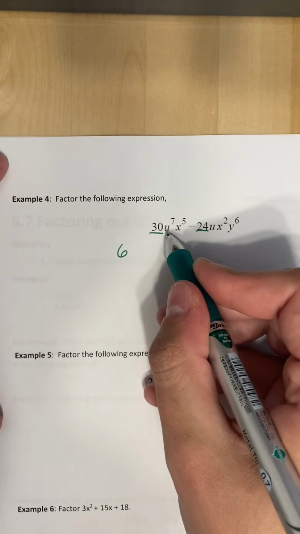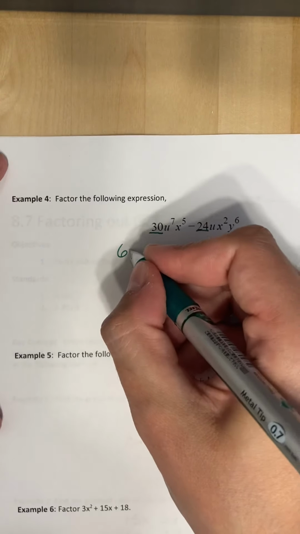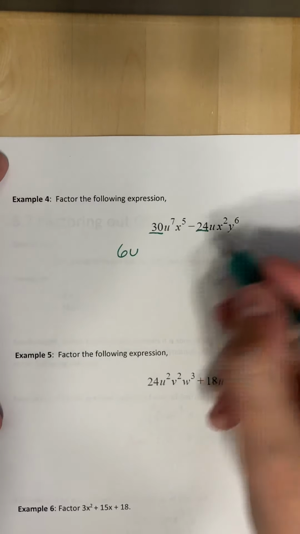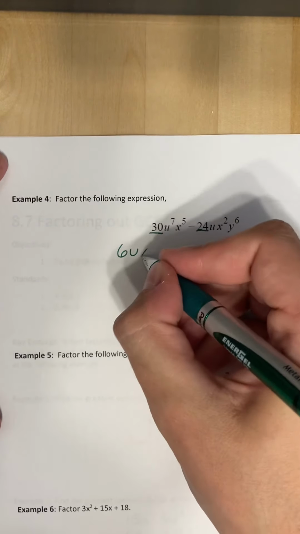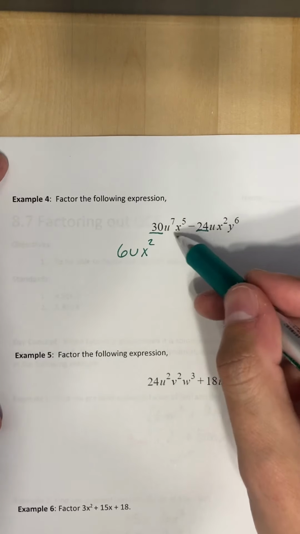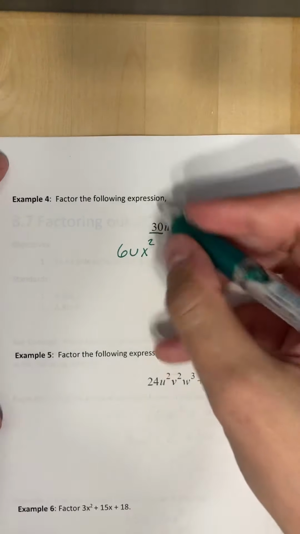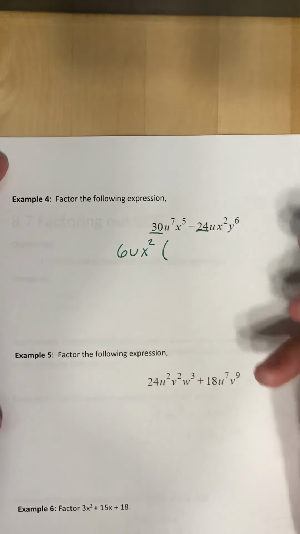Now let's look at the u's. How many u's? I've got 7 of them here. I've got 1 of them here. That means I can pull out just a max of 1. Now let's look at our x's. I've got 5 here and I've got 2 here. So I can only pull out 2. And do I have any y's over here? No, so I can't take out any y's. So now I can fill in the middle part.